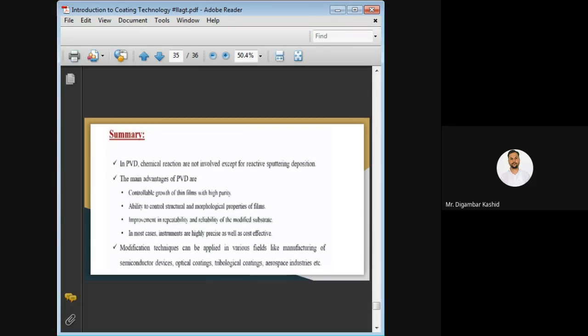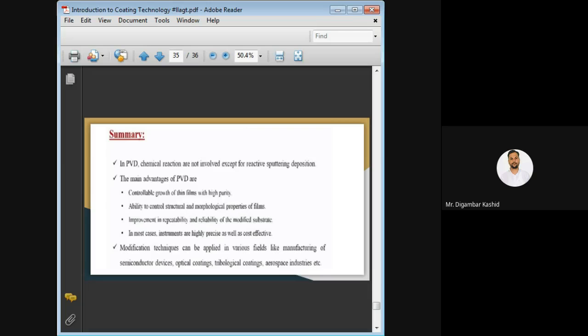Okay. So, we are discussing in detail about those subtypes also. Now let us just take the summary, or just summarize this PVD. Okay. So in this physical vapor deposition, except for the reactive sputtering deposition process, we are not involving any chemical reaction. Okay, chemical reactions are not involved except for reactive sputtering deposition.